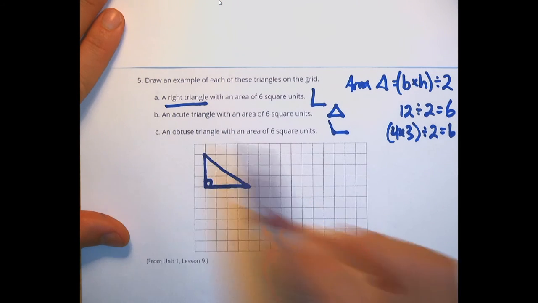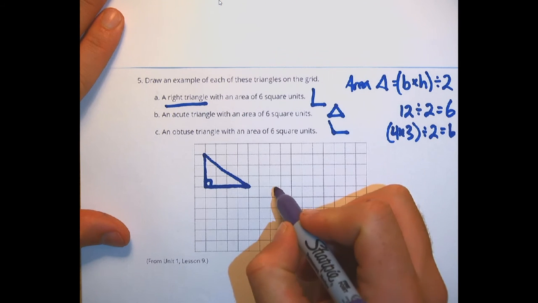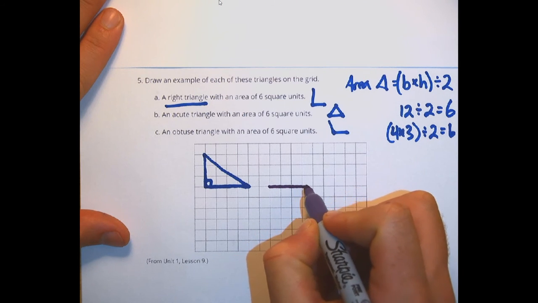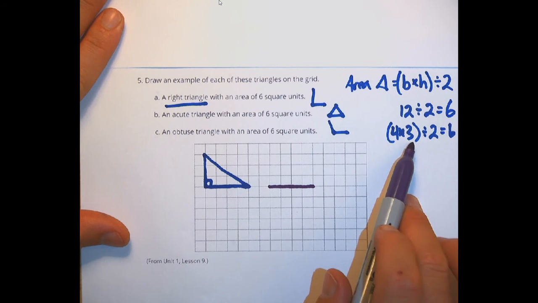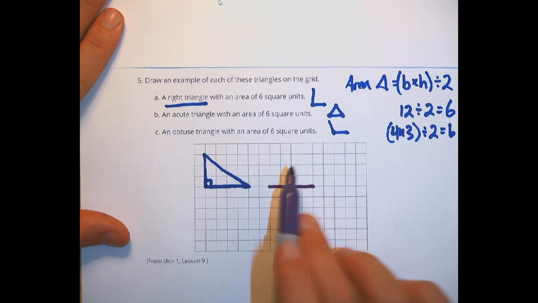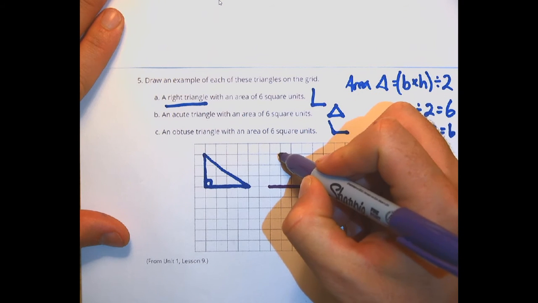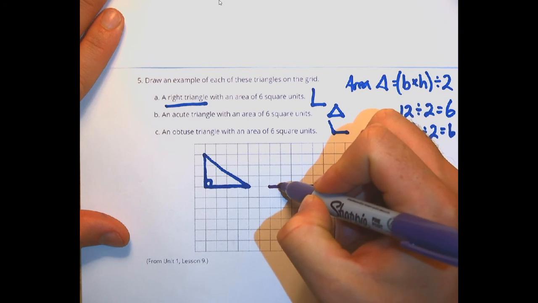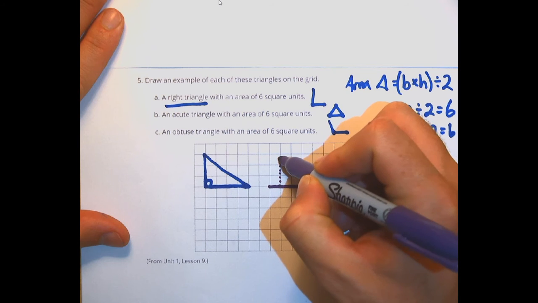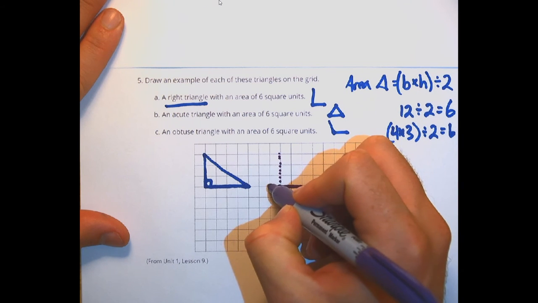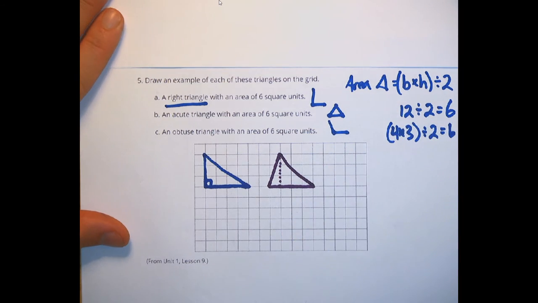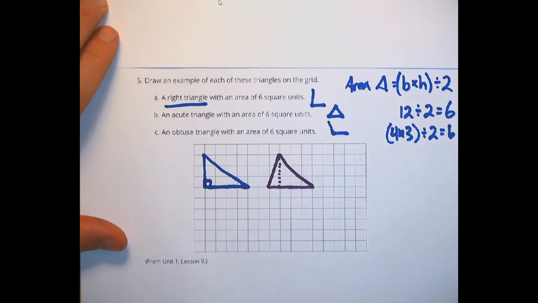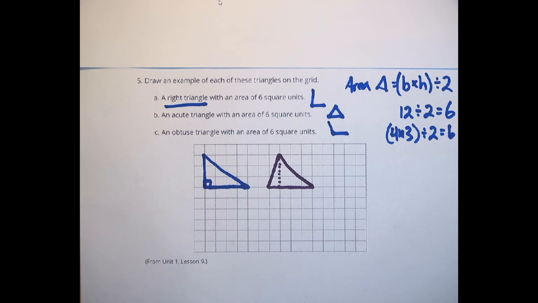Now we need to do an acute triangle. So we still want a base of 4. 1, 2, 3, 4. And a height of 3. But we don't want to make it a right angle. We want to make it an acute angle. So we can do the height here. That's a height of 3. Except now all of our angles, that line was a little squirrely, all of our angles are less than 90.